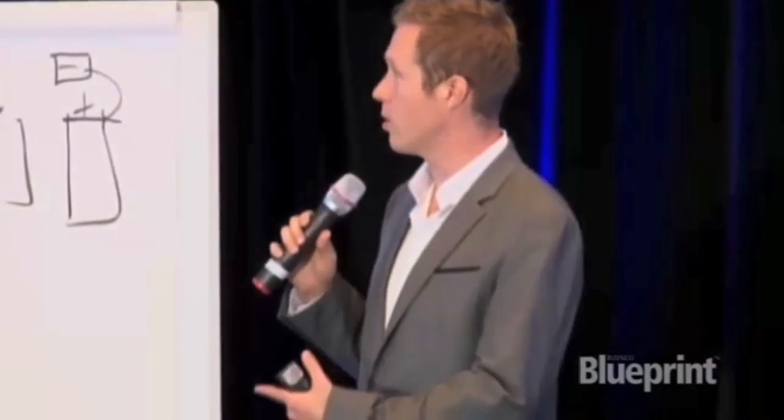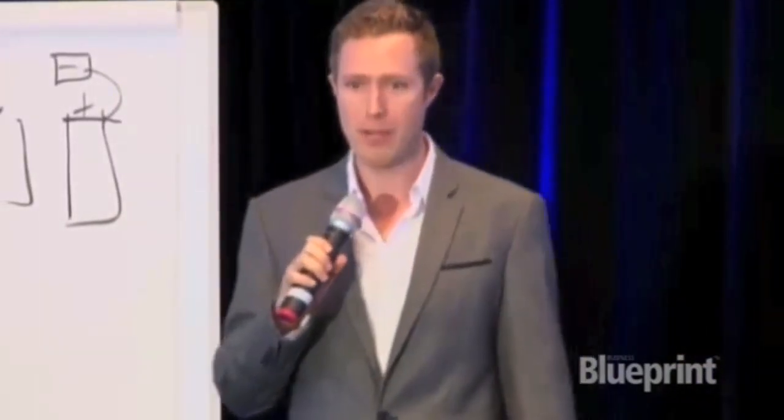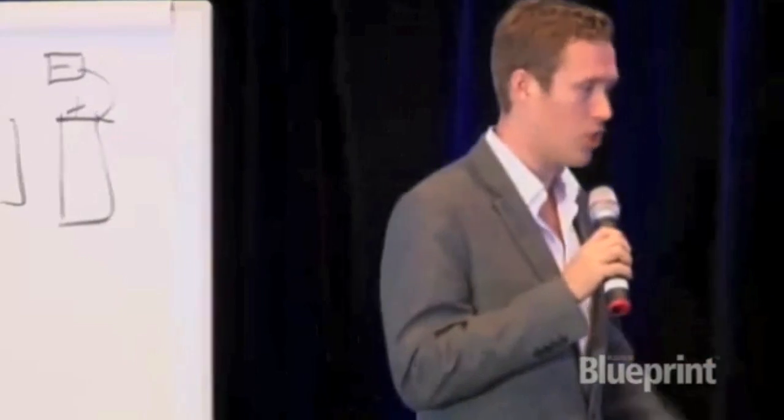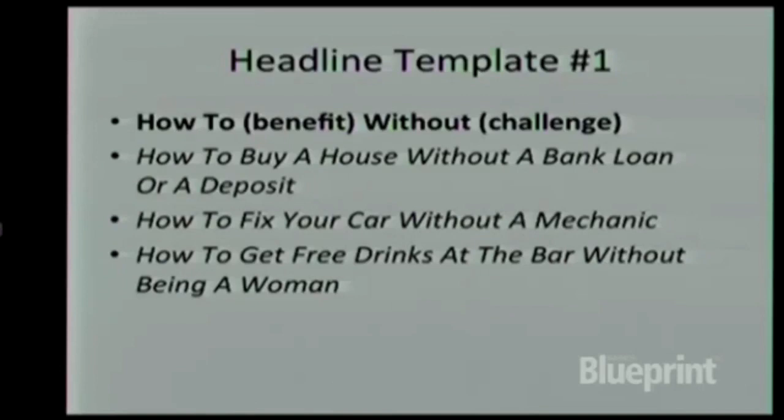The first one, and this is one of my favorites, has been used probably since the 1920s in print advertising, and works really, really well online. That's how to benefit without challenge. How to benefit without challenge. So basically, you take your biggest benefit that your prospects are interested in, and then you also take the number one challenge that they may have, or they feel has stopped them from getting that benefit before.